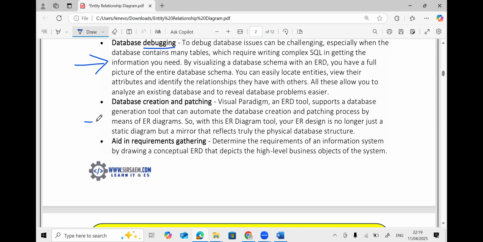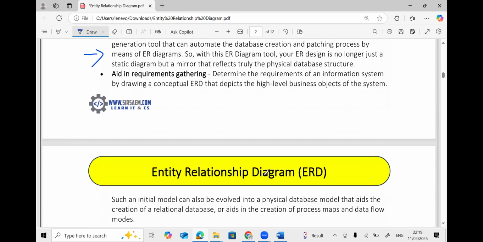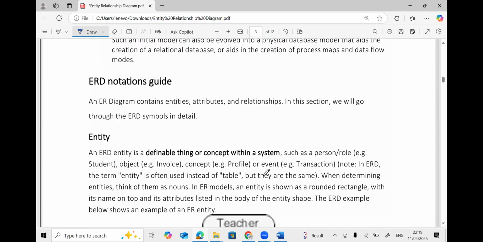Database creation, obviously. Okay. So creation or patching, we also say. It also aids in requirements gathering. So yes, it helps you to gather a lot of information about the entire database. So you get to know this.